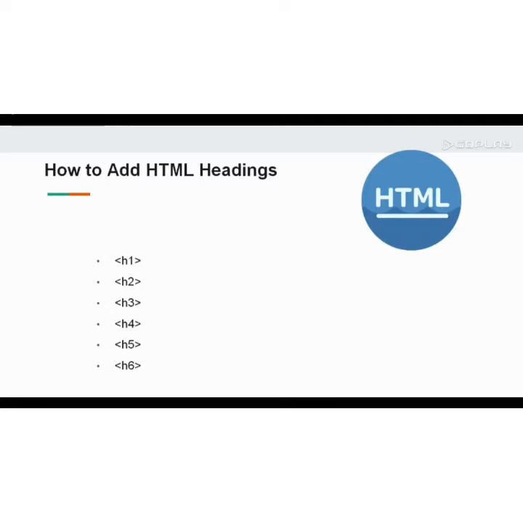Now there are 6 different HTML headings which are defined with H1 to H6 tags. H1 is the largest heading tag and H6 is the smallest one. H1 and H2 should be used for the most important text, while the remaining tags should be used for subheadings and less important text. So let's try it out.